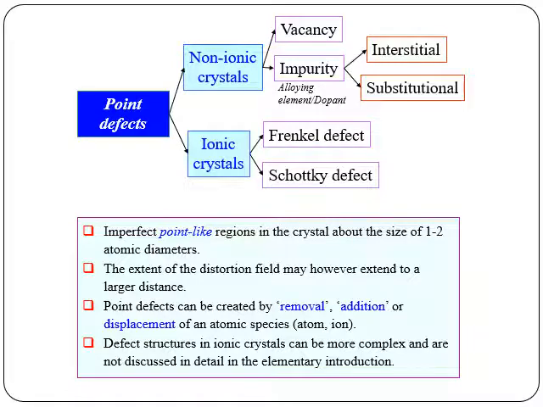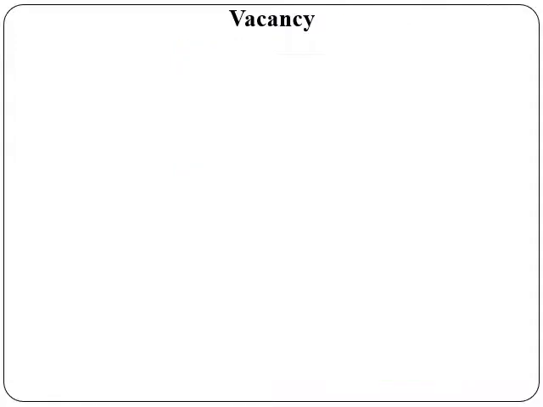Imperfection means point-like regions in a crystal. The extent of distortion, however, extends to a larger distance depending upon the size of the foreign atom. Point defects can be created with the addition or removal of atoms. Defect structures in ionic crystals can be more complex. Those are the things we are going to see.